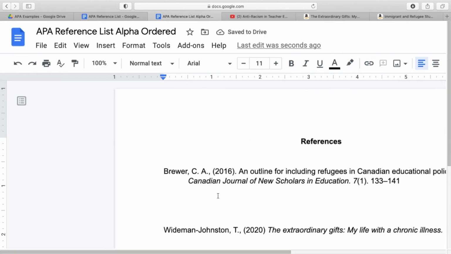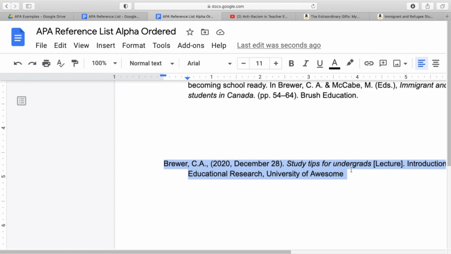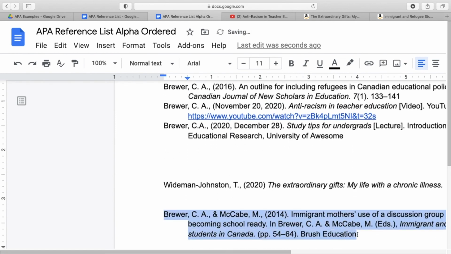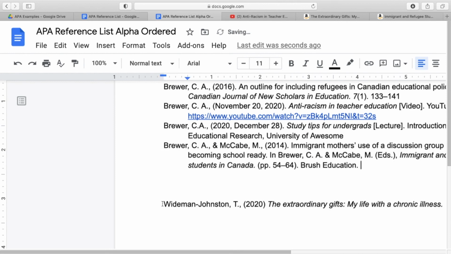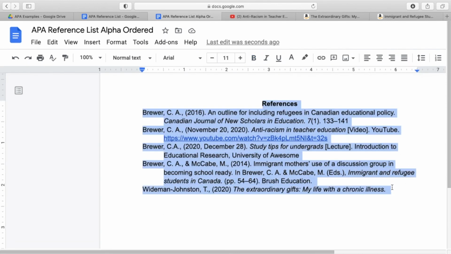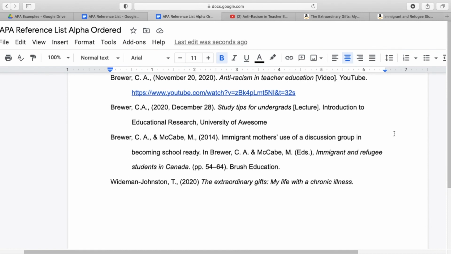And then you're going to double space the whole thing with no extra spaces in between your citations. Get rid of all those spaces. I find it's easiest to put everything single spaced to start and then double space it all at the end. No extra spaces between the title either. And there you go. There's your reference list.